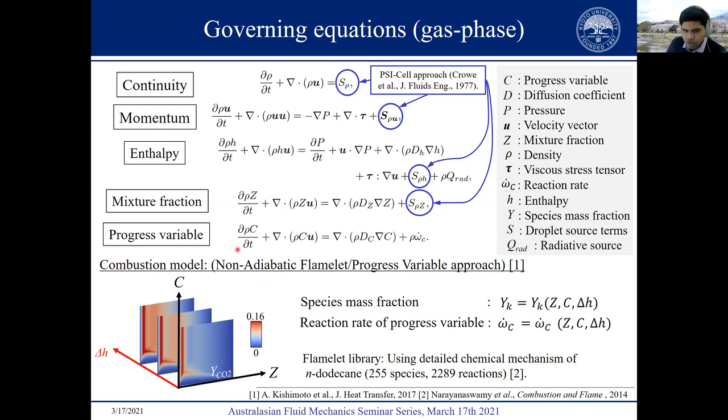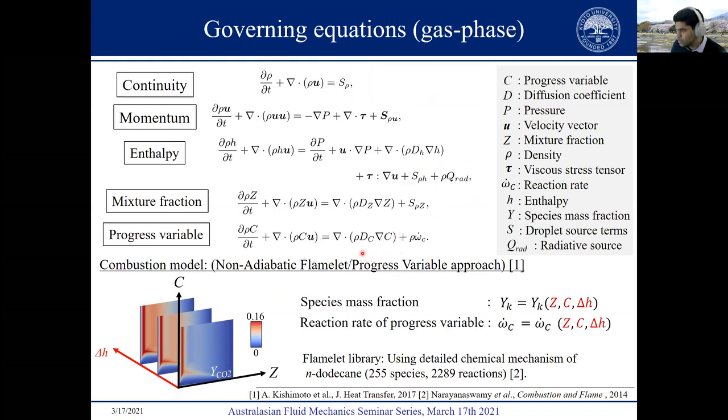For this flamelet approach, we use a pre-tabulated flamelet database, which is also called a flamelet library. That was generated using the FlameMaster code by solving the flamelet equations for a 1D counterflow diffusion flame. And for generating this flamelet library, we used a detailed chemical reaction mechanism consisting of 255 species and 2,289 reactions for n-dodecane. So in these simulations, n-dodecane is used as the fuel spray.